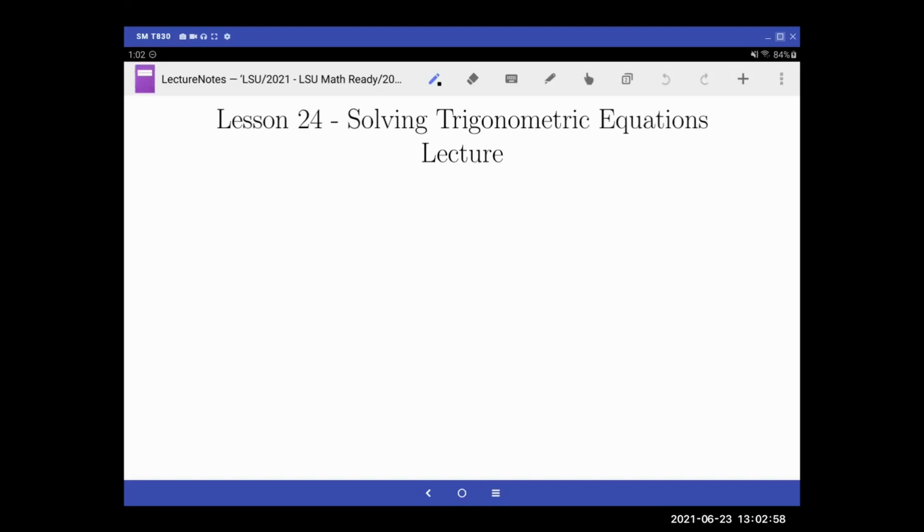All right, so lesson 24 out of 26, solving trigonometric equations. In the last couple of days, we've talked about a lot of different trigonometry stuff, right? One of the things we talked about were the identities, things like cosine squared plus sine squared equals 1. That was one of them.